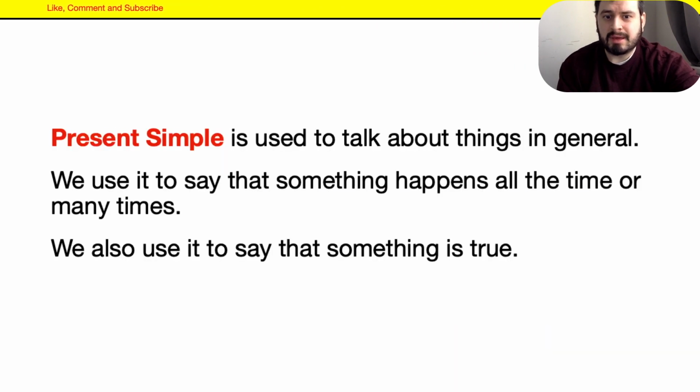Here are some things that we also need to remember about the present simple. First of all, we know that we use the present simple to talk about things in general, things that are everyday. We use it to say that something happens all the time or many times. We also use it to say that something is true. So if you want to say the truth, like water boils at 100 degrees, we always use present simple.